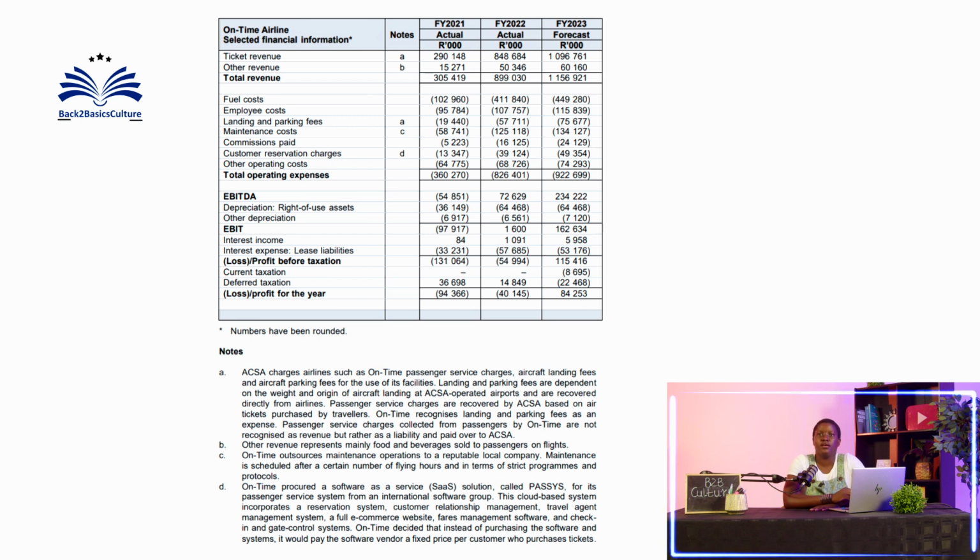Okay, so note number A. Well, note A is speaking to landing and parking fees as well as ticket revenue. Let's have a look at what's said there. So ACSA charges airlines such as On Time passenger service charges, aircraft landing fees, and aircraft parking fees for the use of its facilities.